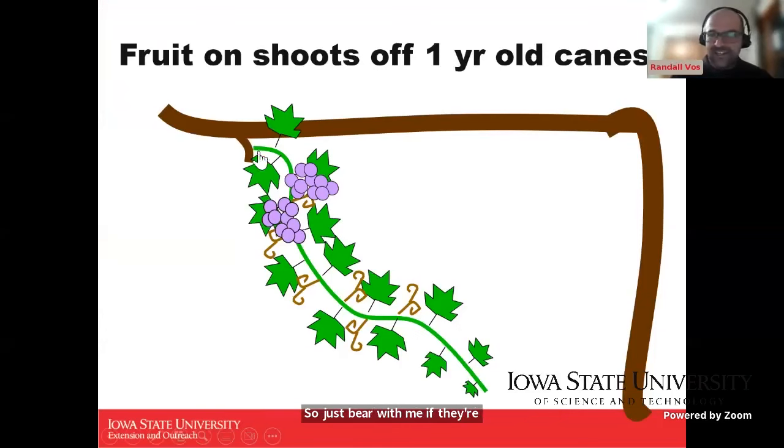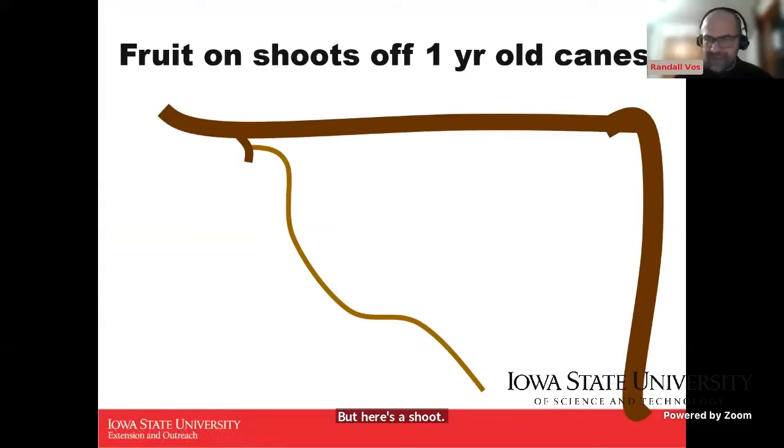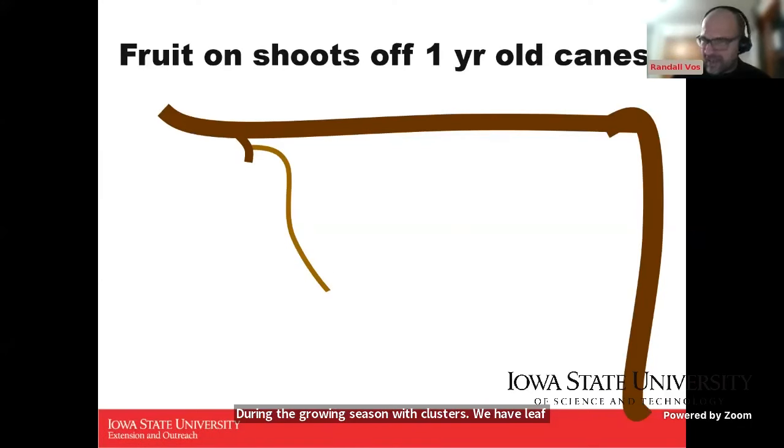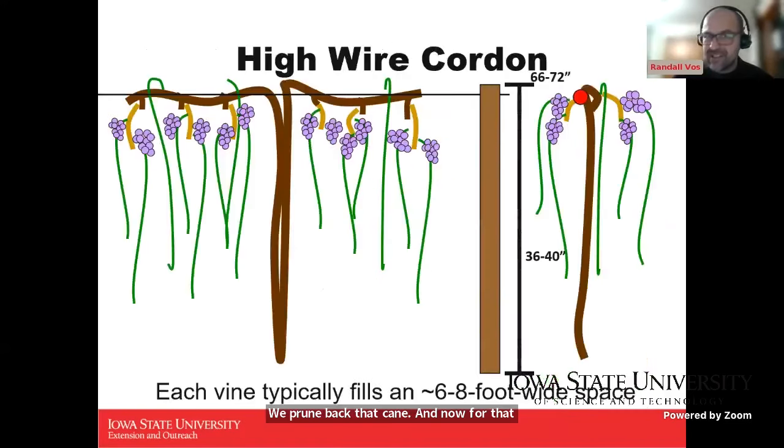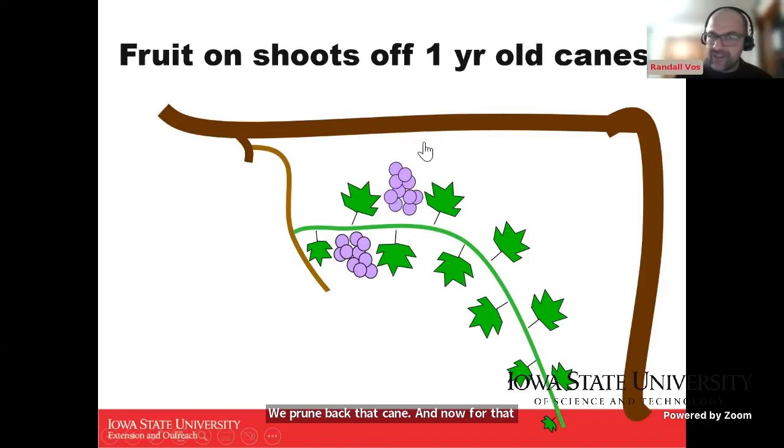But here's a shoot during the growing season with clusters. We have leaf fall, it becomes dormant. Now it becomes a cane. We prune back that cane, and off of that cane, we get fruitful shoots. If we get shoots coming off of old wood, they probably won't have clusters on them. So again, that's why we're worried about cane management.